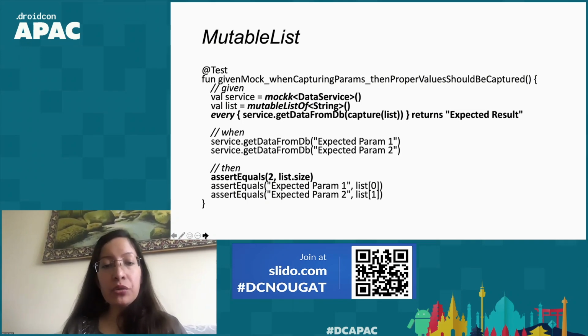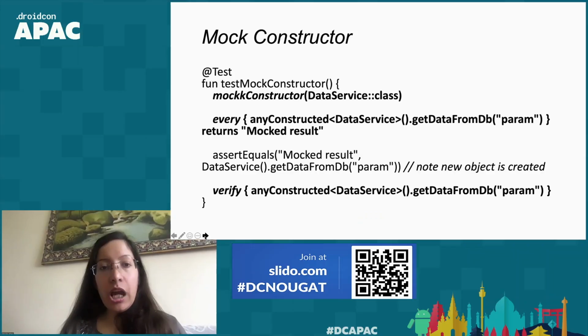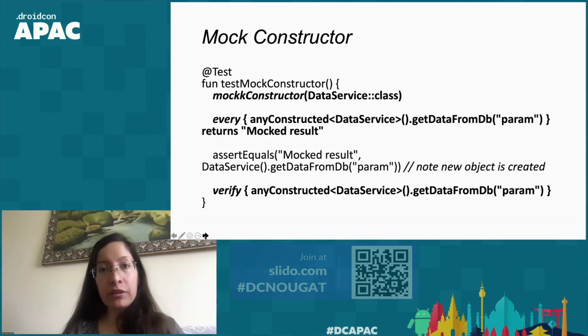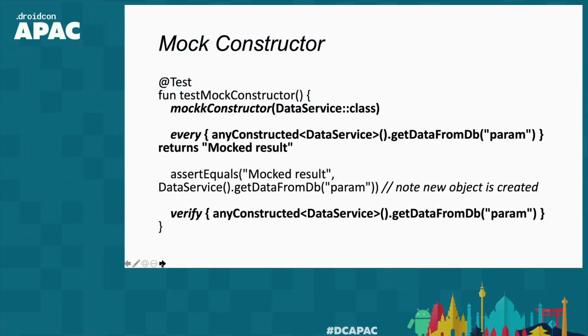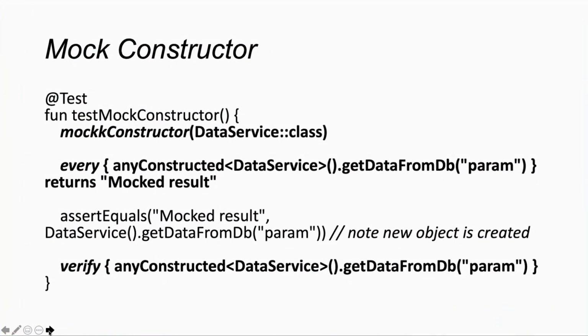So with mutable list, you capture all the argument values for all invocations. Now moving on to mocking constructors. In MockK, you can achieve this using mockkConstructor, and you specify the class name, and then specify that for all constructed instances of DataService, whenever there's a call to the getDataFromDatabase method, it should return a particular result. So any constructed DataService means that the object of DataService will be a constructed mock.